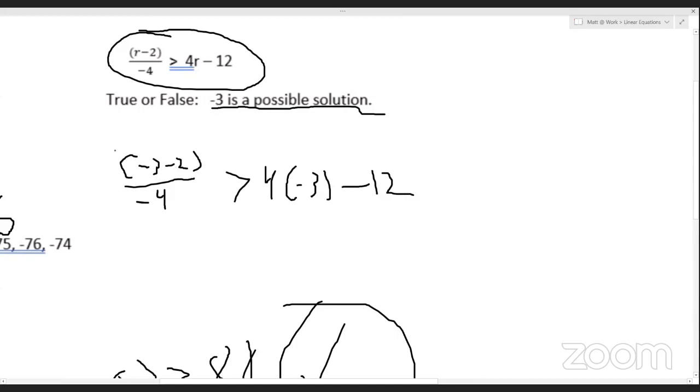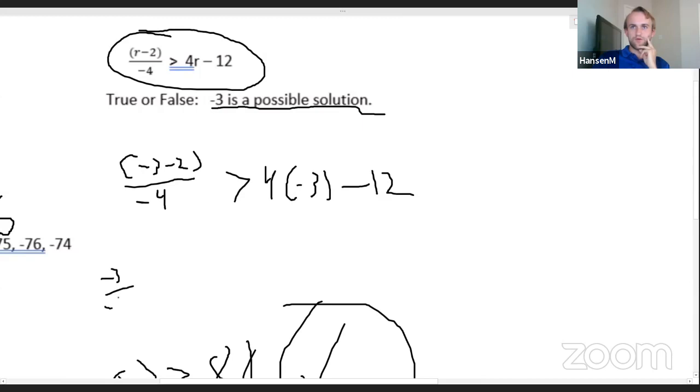I like distribute the 4 into like -3. Oh, I see what you're saying. So you're going to do -3 over -4 like that, plus -2 over -4. Is that what you're saying?